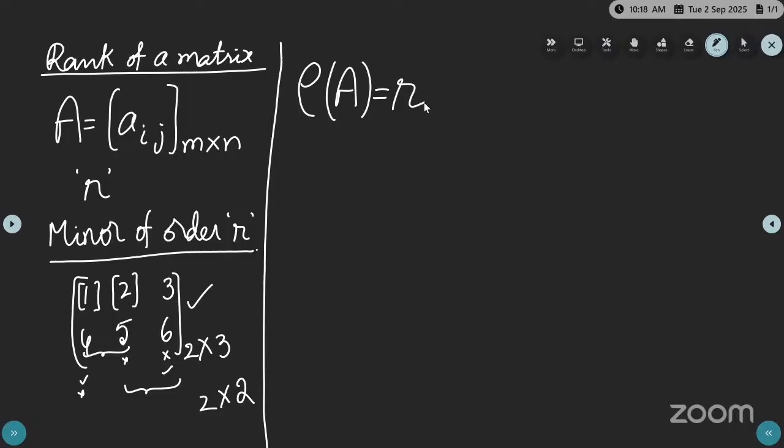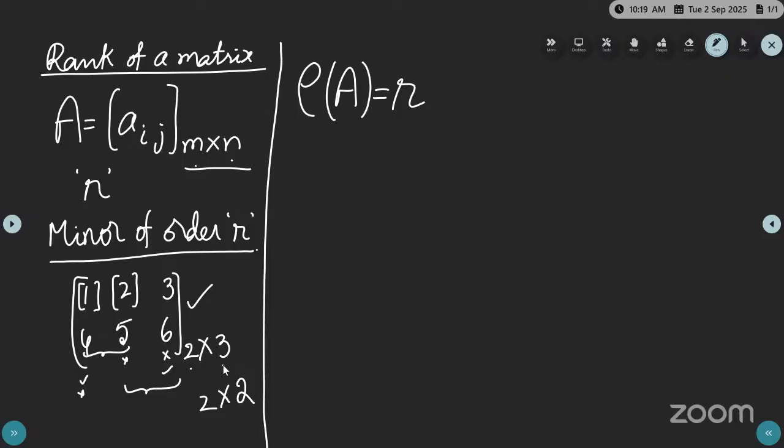Now as I said, the rank of the matrix will be equal to or less than the minimum of m comma n. Here you have 2 by 3. Among these two, which is minimum? 2 is minimum. So the rank will be at maximum 2.